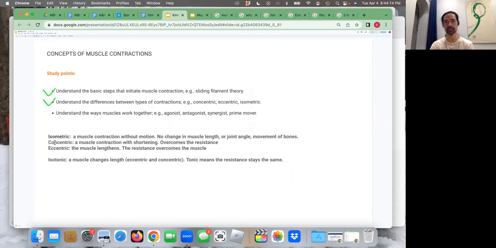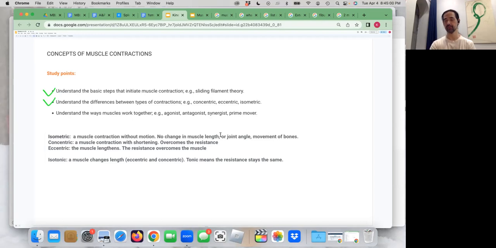Is everybody clear on isometric, concentric, and eccentric, and isotonic? Does anybody want to go over that again? Okay, great. Take a look at these on a regular basis, especially the second part of it, where it talks about resistance. You need to understand that going back down in a squat or a push-up is resistance overcoming the muscle, and pushing away from the ground is the muscle overcoming the resistance. But I bet dollars to dimes that they'll ask you about isometric: contraction without motion, no change in muscle length, joint angle, or movement of bones, being relatively safe for acute injuries. Okay, onward.